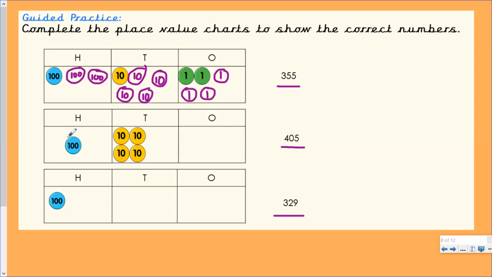Okay, so here the number represented in our place value grid is 100, 110, 120, 130, 140. But the number that we've been given is 405. So we need to adjust our place value grid to represent this number. How many ones do we have? 5. 1, 2, 3, 4, 5.